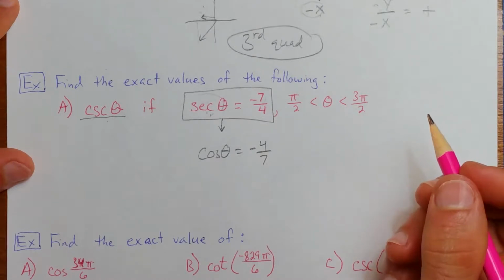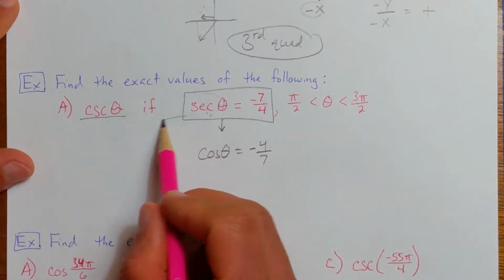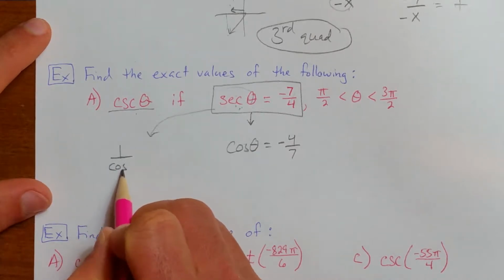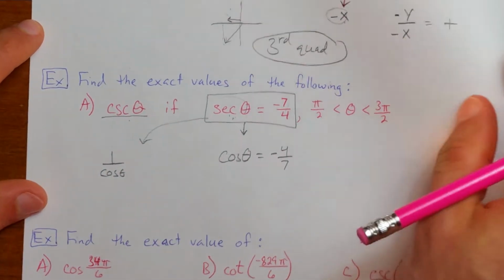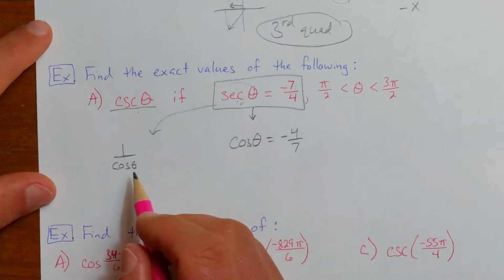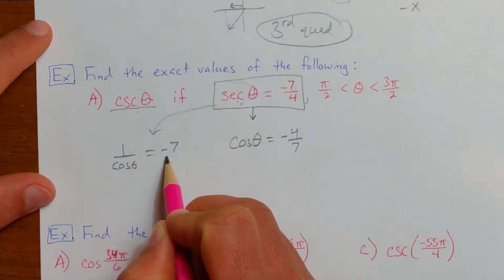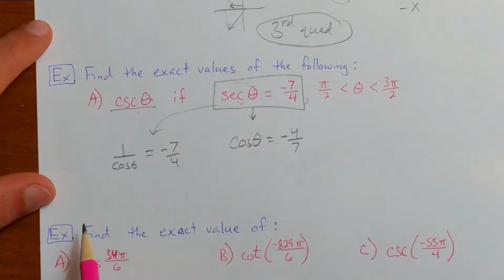So I'm going to say that cosine of theta is equal to negative 4/7. So essentially what you're doing over here is this. Secant is really equal to 1 over the cosine. Again, you'll see more of this trig stuff next year. But secant is equal to 1 over cosine. So you're saying that 1 over cosine is equal to negative 7/4.